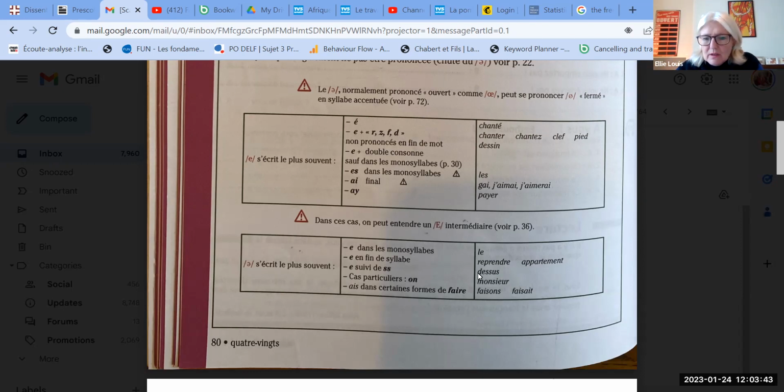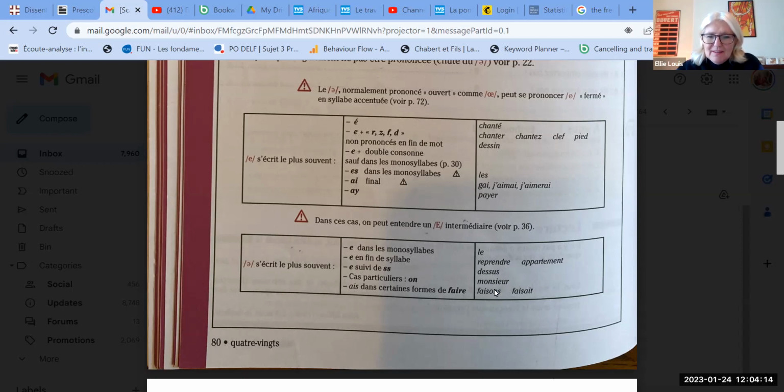Reprendre. Appartement. There we go. It's in the middle there, yeah? Reprendre, appartement. I think a good word that's not listed here, that's a good one to think of, is melon in French. We want to say melon, don't we? Because that makes sense to us. But actually, it's an M-E and then an L-O-N. So it's a melon, which is this sound, le. Dessus, everyone's favorite word, I think.